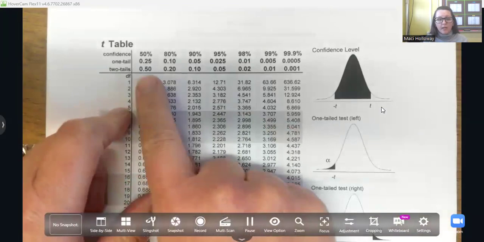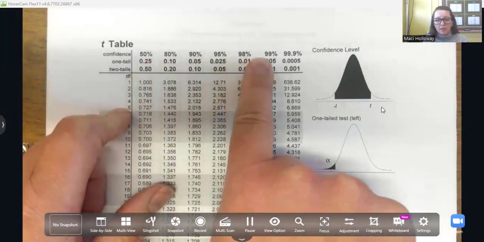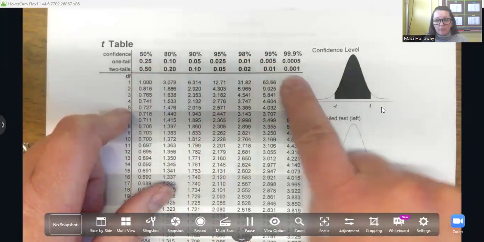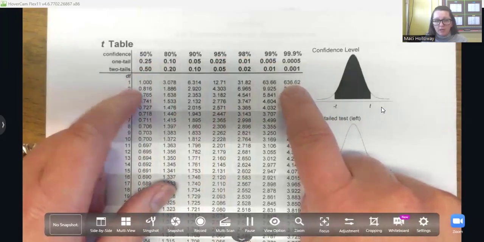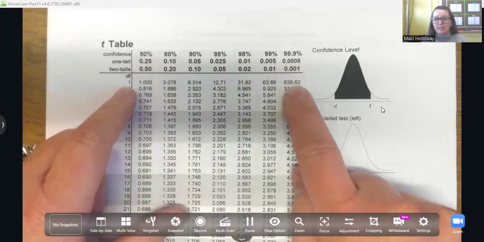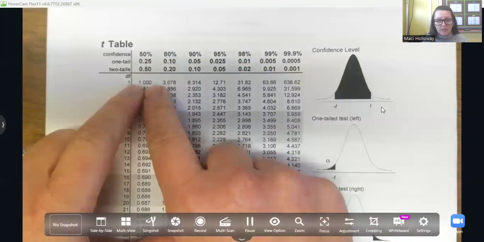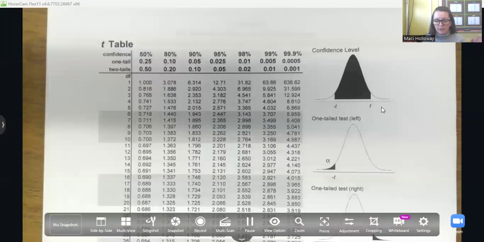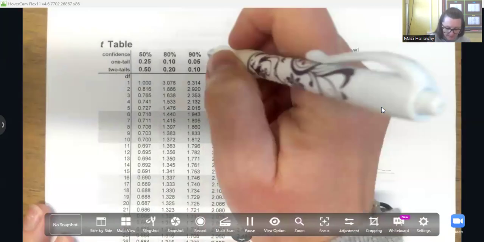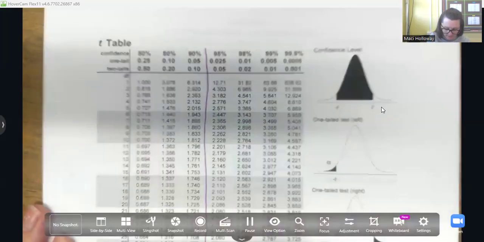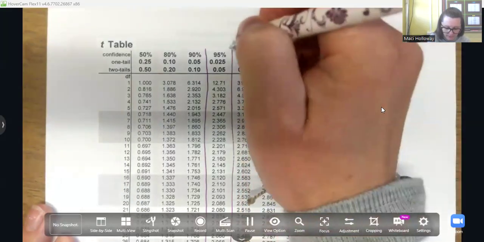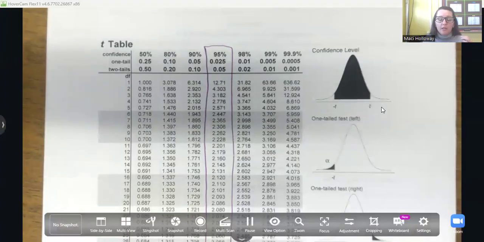If you notice here, we have confidence levels up at the top. As we become more confident, our degrees of freedom or our distance away from the sample mean becomes larger. As we become less confident, our critical values become closer to the sample mean. But we're going to land in our on-ramps course in this 95% column. So if you want to put a box around that, just to let yourself know that we're going to be using values from this column.